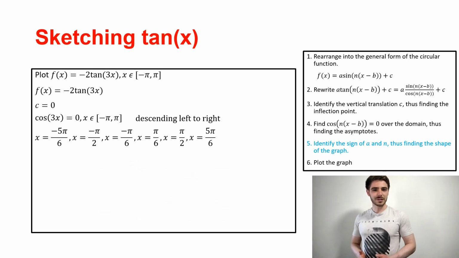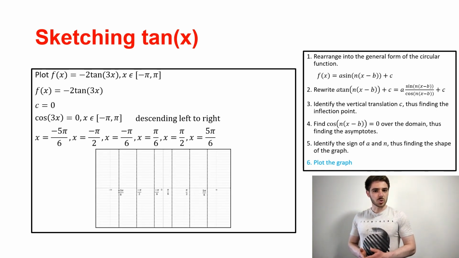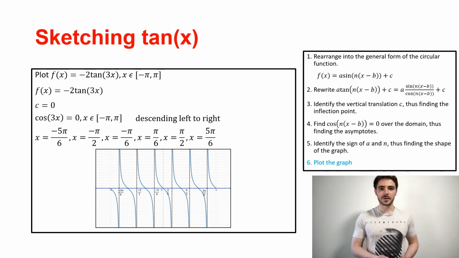Now that we have everything we need, let's start plotting. We'll start by putting in the asymptotes. Now, we're going to ensure that we put our inflection points at y equals 0. And finally, we're going to draw the curve descending from left to right.